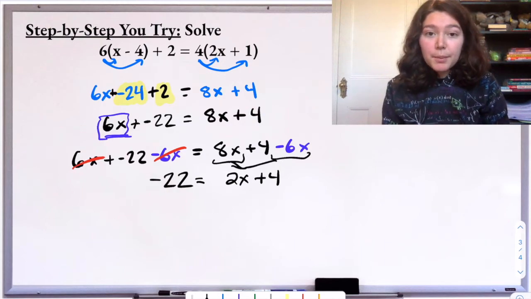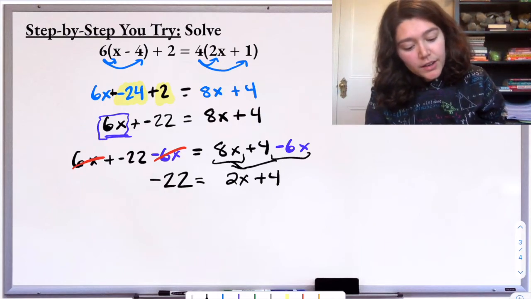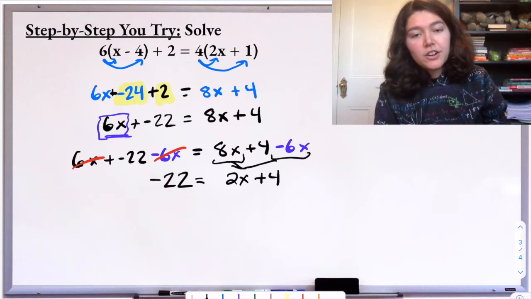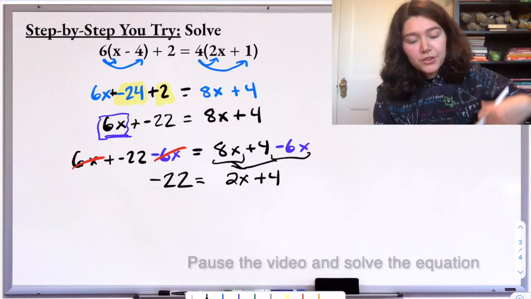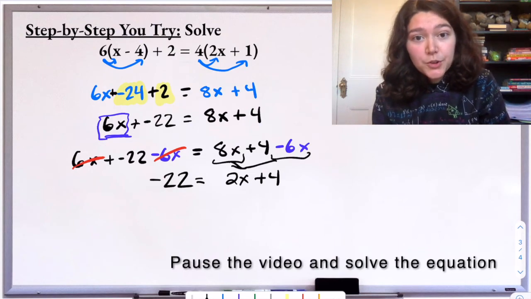X is being multiplied by 2, and then we're adding 4. Okay, so I'm going to let you finish this off. Solve this two-step equation now. Do both steps to give me what x is equal to.